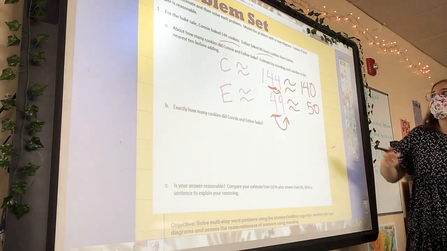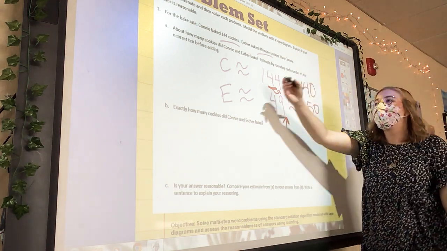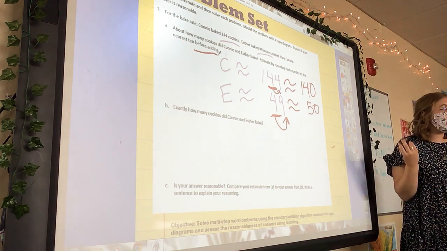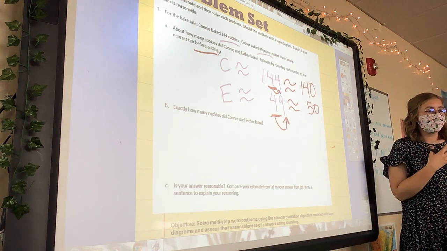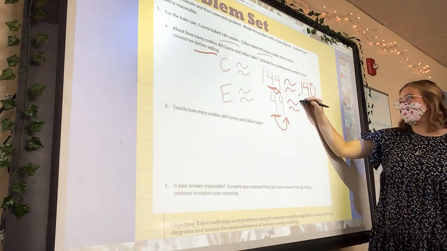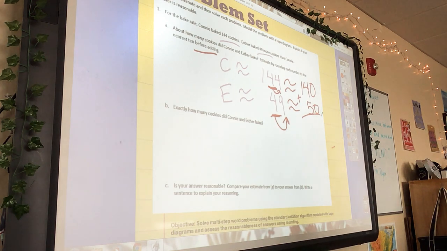Okay, great. So we estimated each number by rounding it to the nearest 10 before adding. Before adding. Okay? So now what do you think we're going to do? Add them together. Add them together, yes. Okay? So add 140 and 50 together. Ready, go.